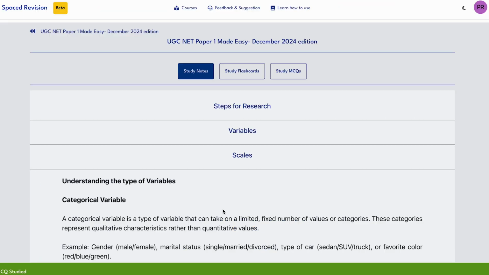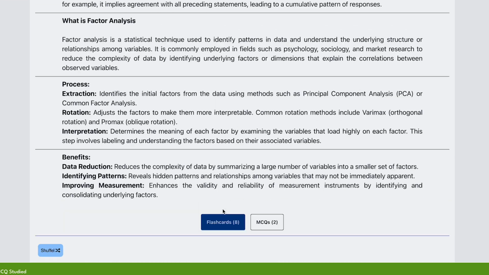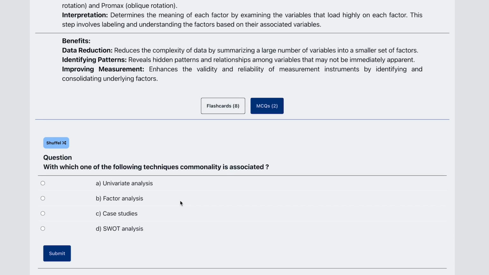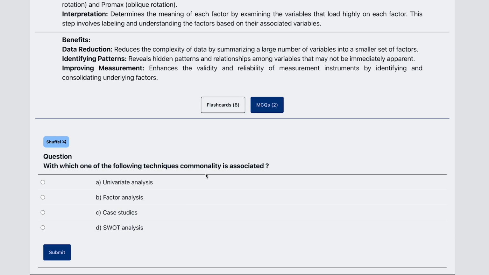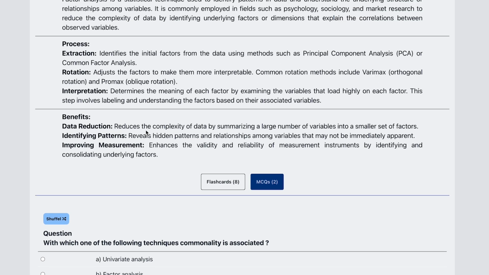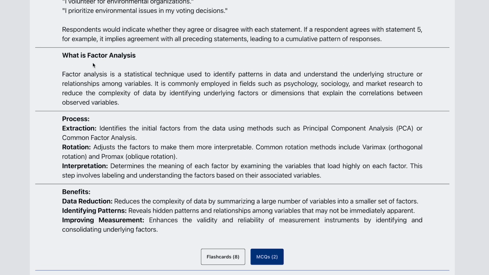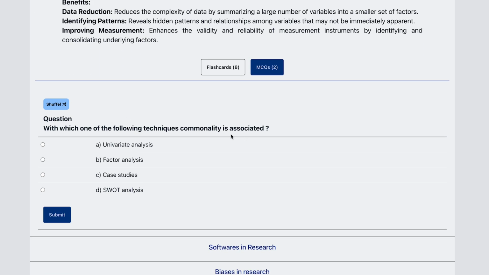Okay, we completed that. Let's do some from scales in research. Which of the following techniques is commonality associated with? I think I did not teach you factor analysis, so let's quickly look at what it means. Factor analysis is a statistical technique used to identify patterns in data and understand the underlying structure or relationship among variables. Okay, pattern in data and underlying structure. So these are the keywords that you have to remember. So the technique for commonality is factor analysis.